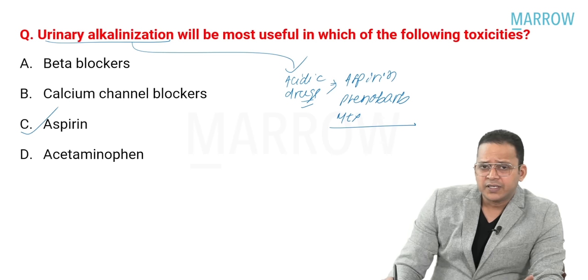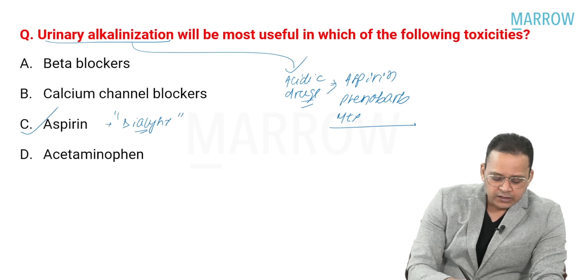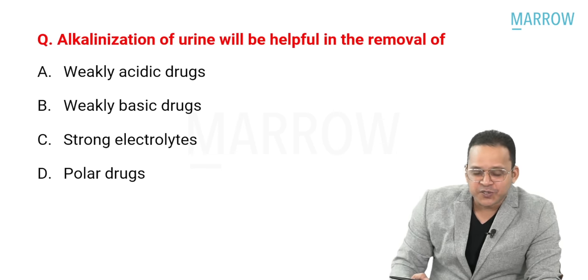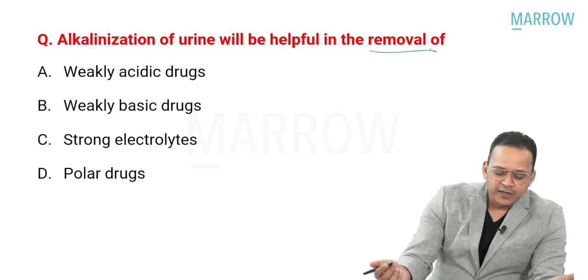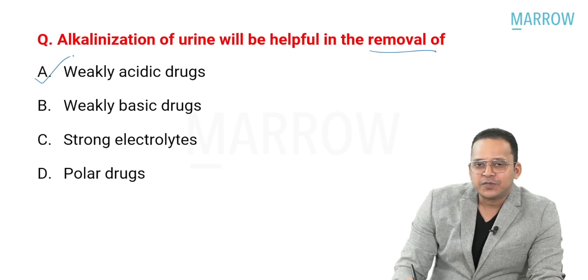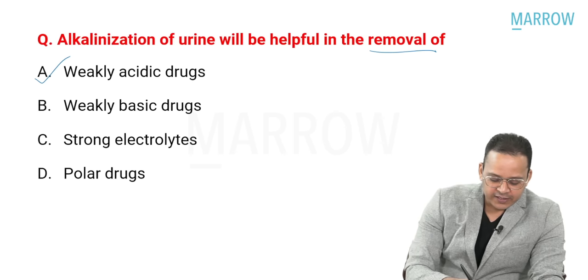So for aspirin, there are two things they ask. I can do one, this. Second, what else I can do in case of aspirin toxicity is dialysis. Look at the next MCQ. It was asked in the same session, right? Alkalinization of urine will be helpful for removal of which drugs? And your answer is weakly acidic drugs. So it's two MCQs from the same basic concept, right? So that is the right answer.